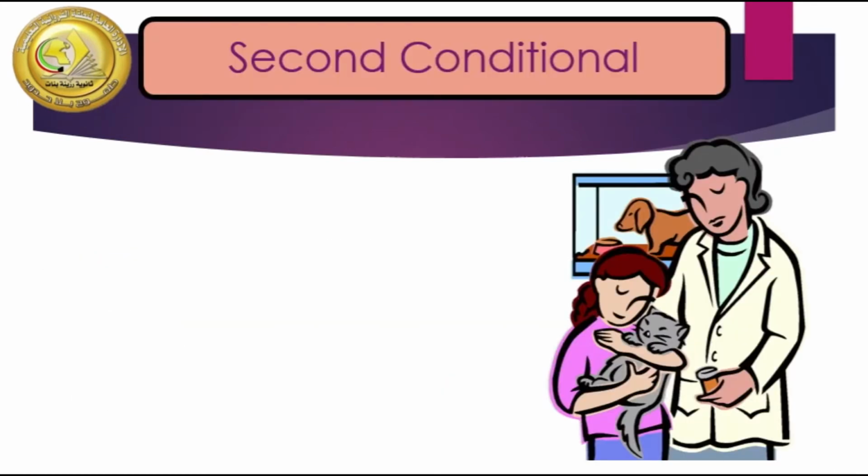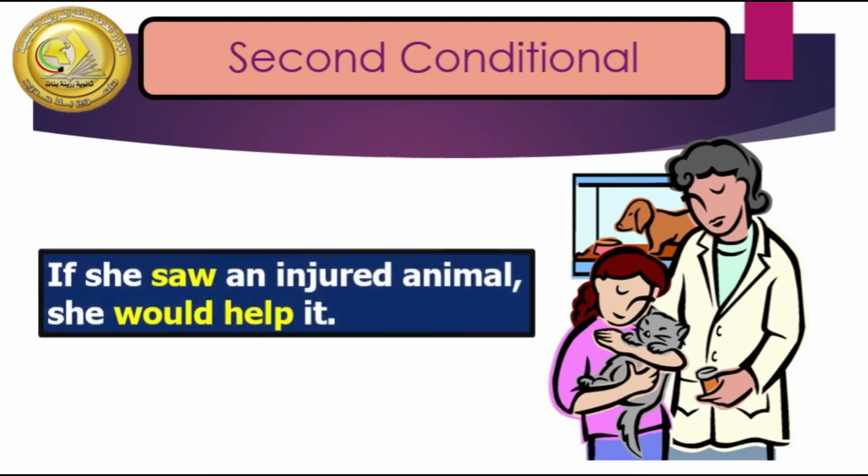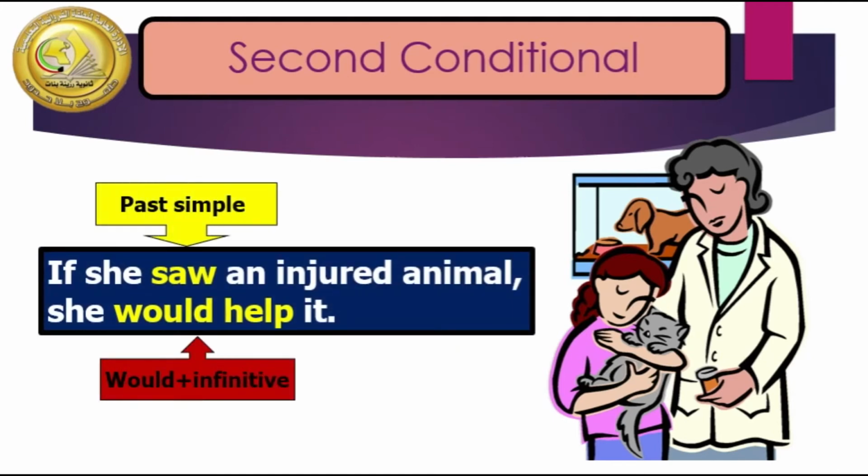Now we have second conditional. In second conditional, we have two verbs. The first one should be in past simple. The second one should consist of would plus a verb in the infinitive form. It means we shouldn't have an s, ed, or ing in this verb.